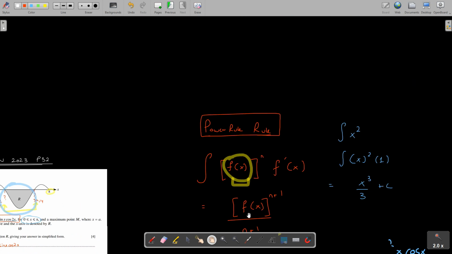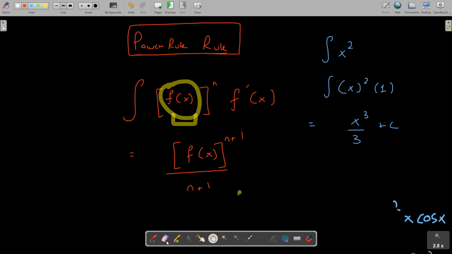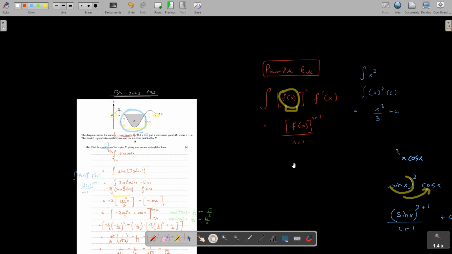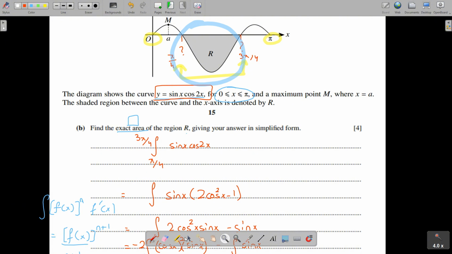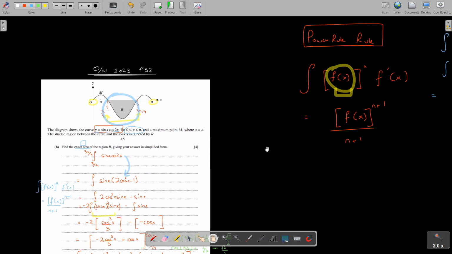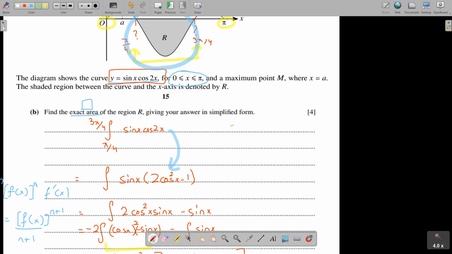You just needed to know this concept right here of power rule, which I explained. And you also needed to convert this into this form. Now, why did I convert this into this form specifically? It's because I knew this concept right here. And I knew that if I could get, for example, sine squared x with cos x, that would make my life a lot easier compared to if I converted cos 2x into, let's say, 1 minus 2 sine squared x. That would be a lot more problematic.